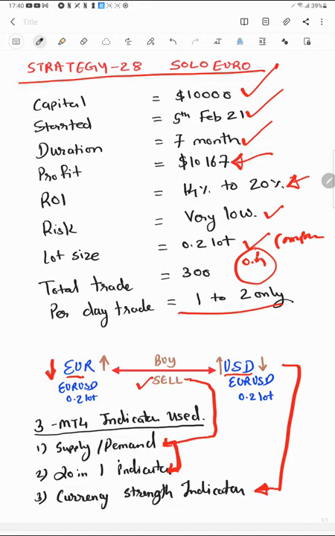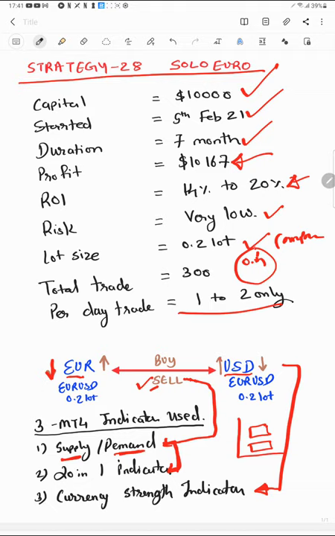So we will take the sell position, but we will not take it randomly. We will check from the chart where the demand is high or where the supply is more. On the sell side we will check the supply, and on the buy side we will check the demand. If more demand, we will buy. If more supply, we will sell. So that's the only reason.